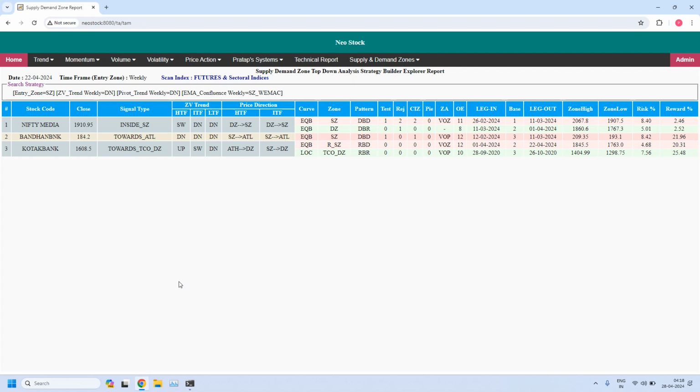Earlier you had 5 stocks, right? See here, the dark red color is Bandhan Bank. It has an all-time low supply zone. That means Bandhan Bank is at an all-time low, and that's why it has an all-time low supply zone. It doesn't have any demand zones. Rarely do you find all-time low stocks in the F&O list, because we are filtering based on F&O stocks.